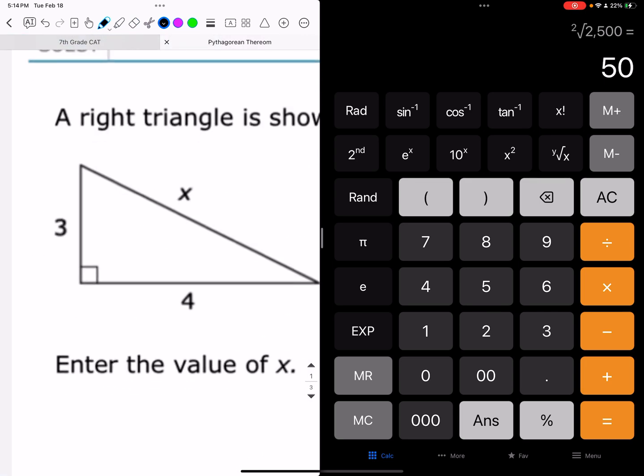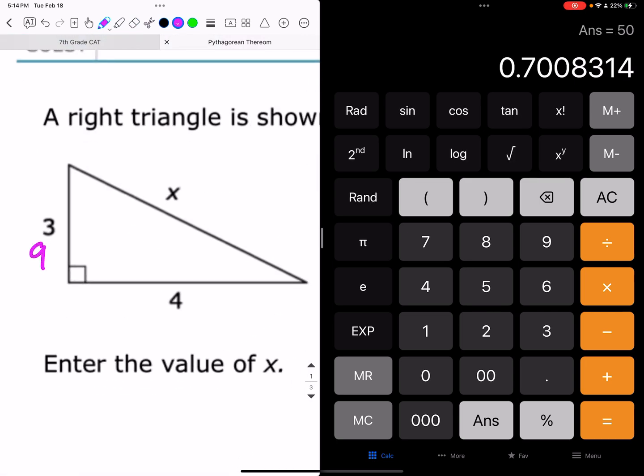Okay, over here, if you missed this one, shame on you. 9, 16, this is the corner, so we are adding these together to make 25. Take the square root, and this is the very famous 3, 4, 5 triangle.